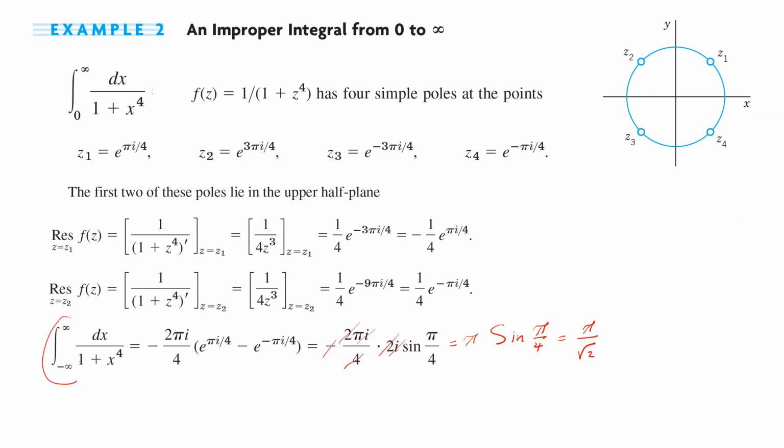So this is the integral from -infinity to infinity, but we wanted from 0 to infinity. But this function is an even function. So the integral from 0 to infinity is half of that from -infinity to infinity. So the answer for the integral from 0 to infinity of dx over 1 plus x to the 4th becomes pi over 2 square root of 2. All right.